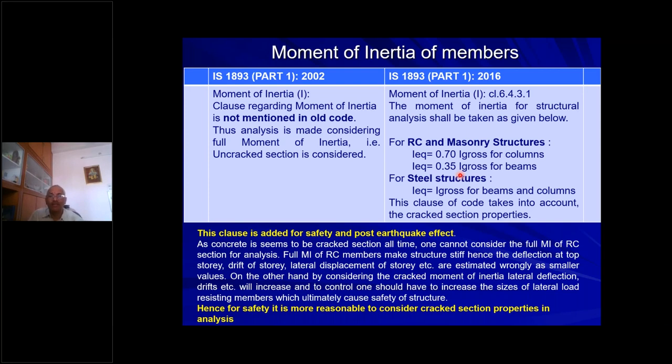For steel structures, I equivalent is to be taken as I gross for the beams and columns. This clause is added only from the point of view of safety, considering post-earthquake effects. Hence, for safety, it is more reasonable to consider cracked section properties in the analysis. So with this, the code has become more stringent with respect to the moment of inertia of the members.